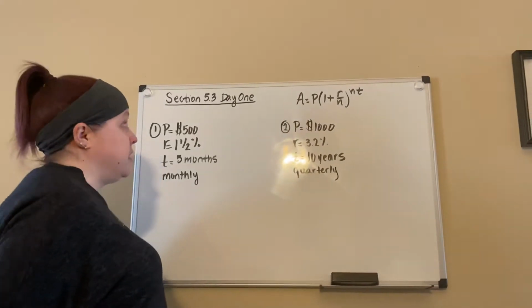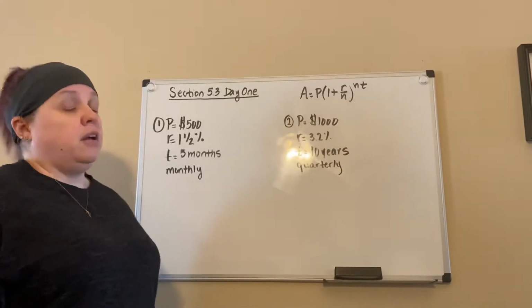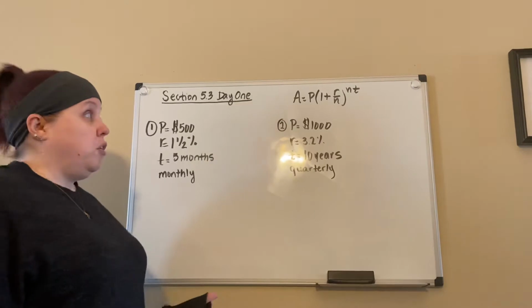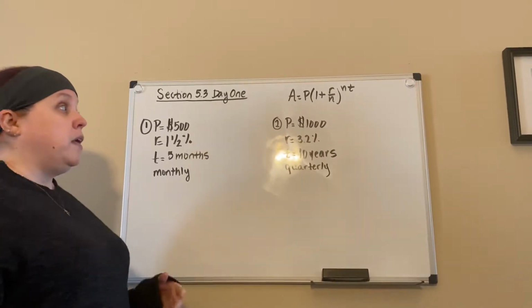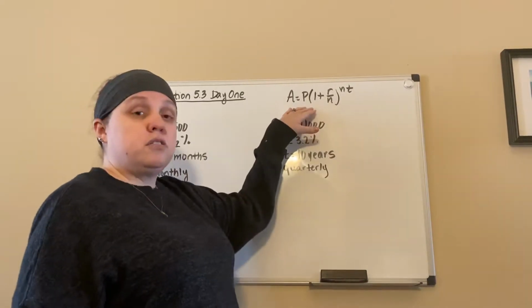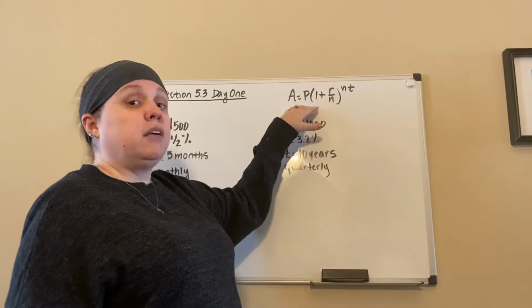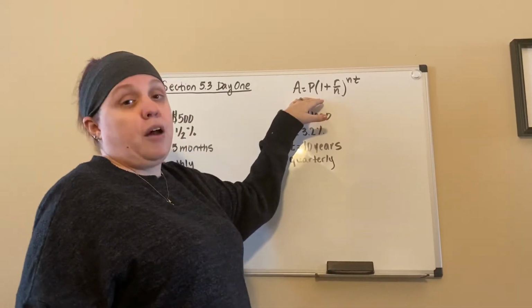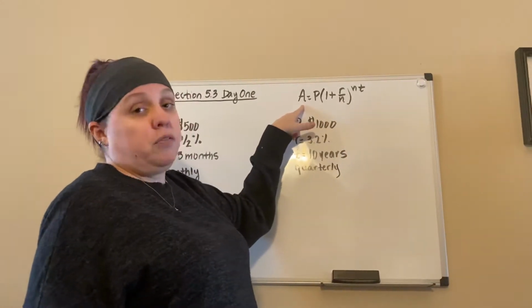What we're doing today, section 5.3, day one, is we're going to work with the formula for money growing exponentially. You have done this formula before. This is our compound interest formula, and it's how we can find out how much money we have in the bank after so many years based off of the interest rate and how many times a year it is compounded. So this is the amount that we want to find out.